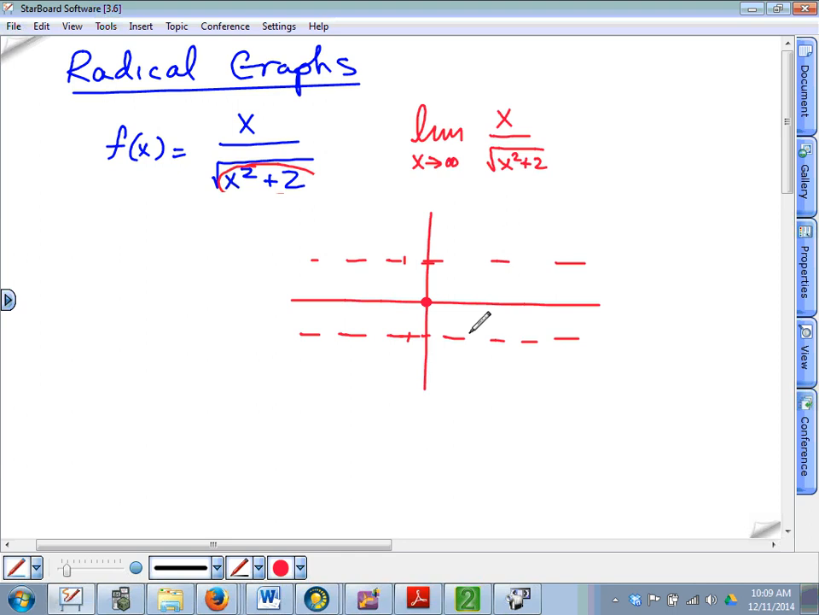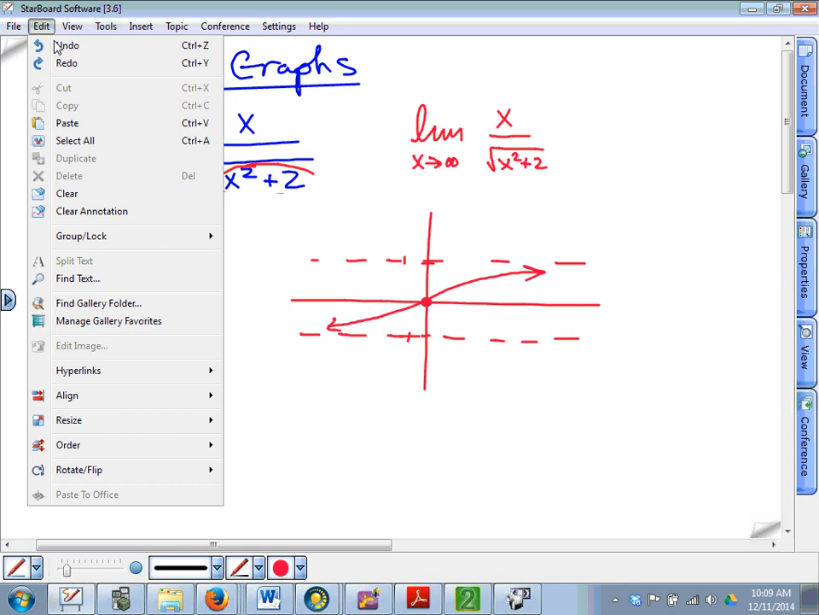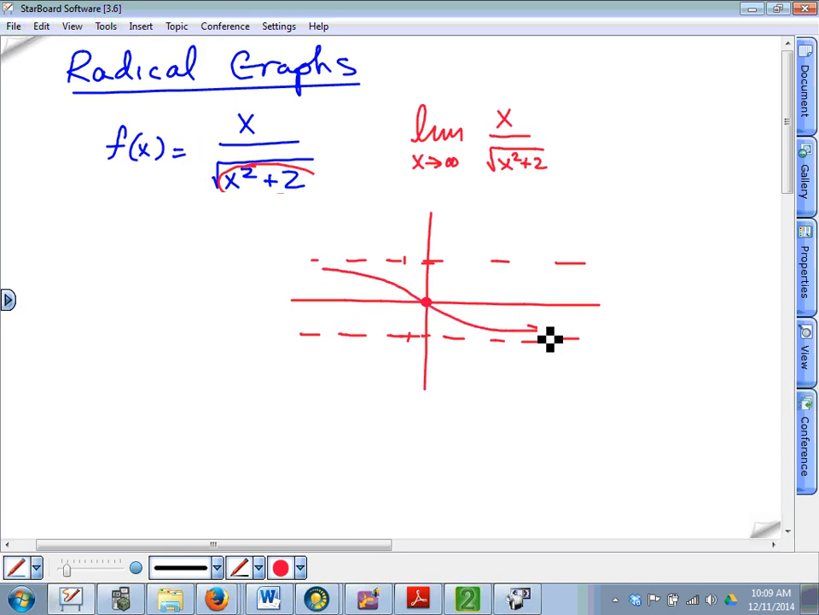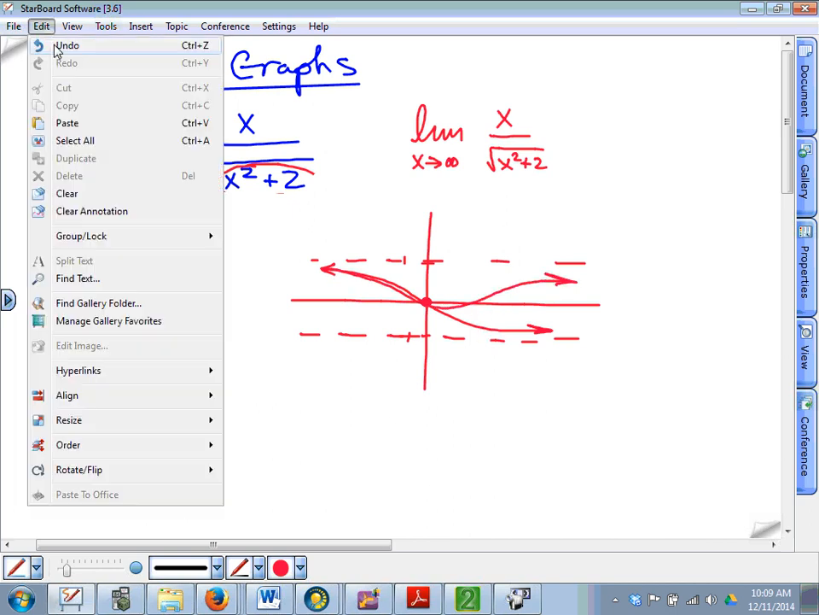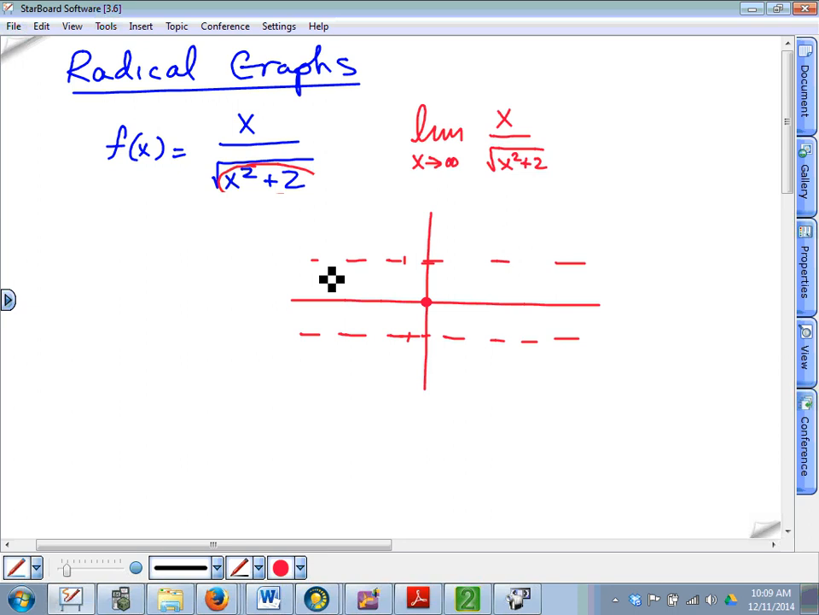Okay? So here's your two options. Either it looks like this, or it's the opposite and it looks like that. Or it could look like this. Something like that. So how do we know? Got to test some points. Just plot a couple of points.